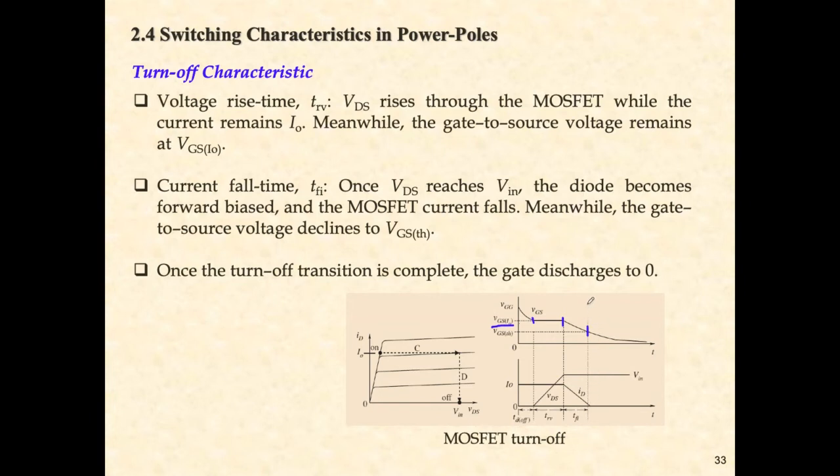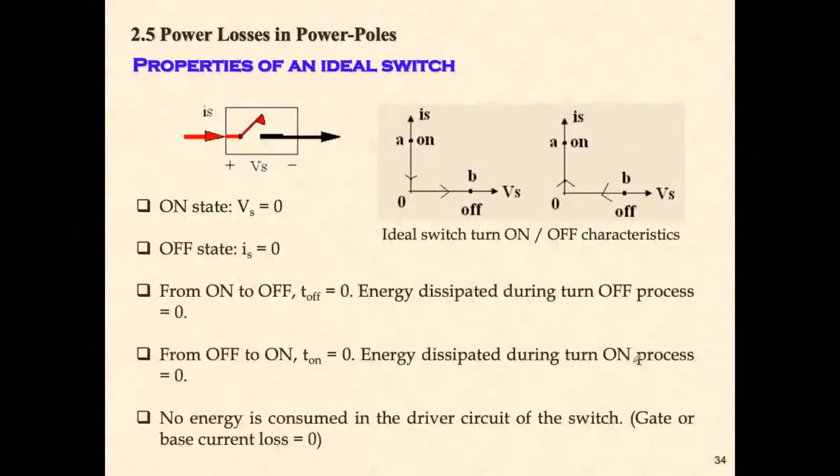When the gate source voltage is below the threshold value, obviously the MOSFET is completely off, right? So ID should be equal to 0, and it also blocks the input voltage, so VDS is equal to Vin. Turn on and turn off characteristics are very similar, but the trend or the change is just opposite.